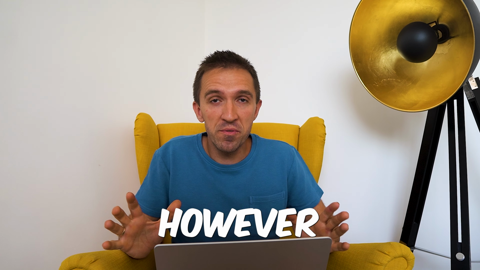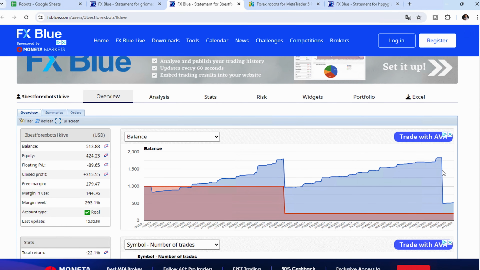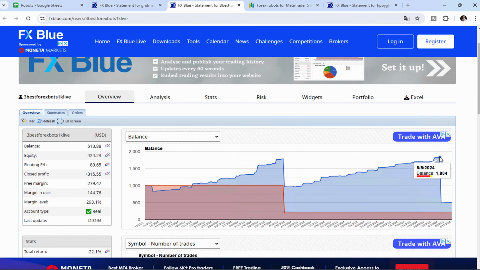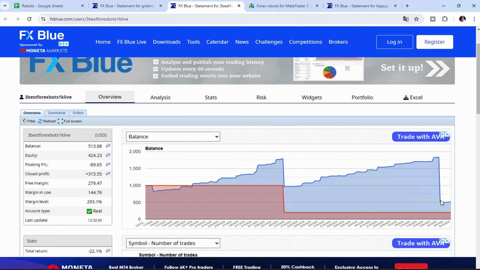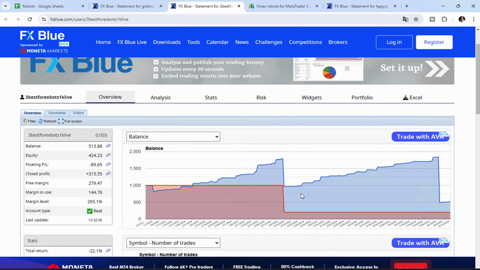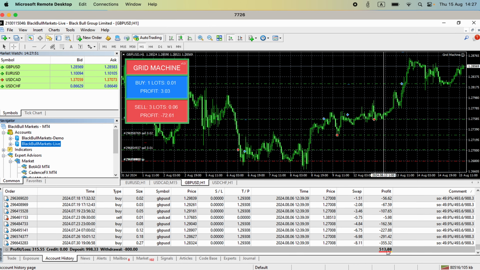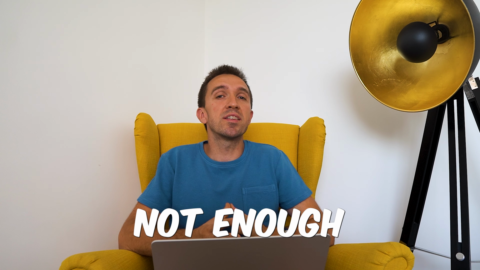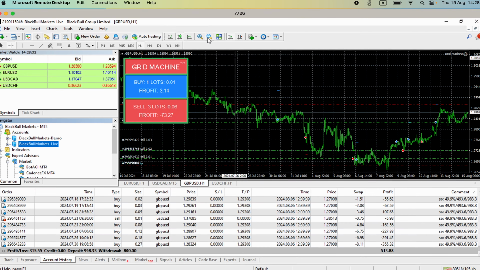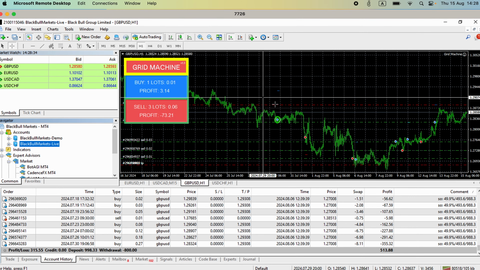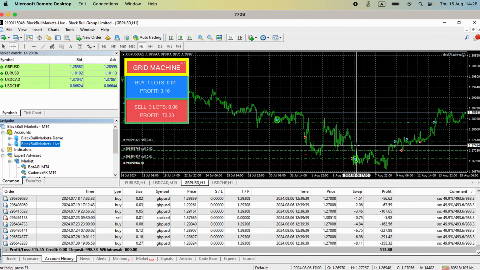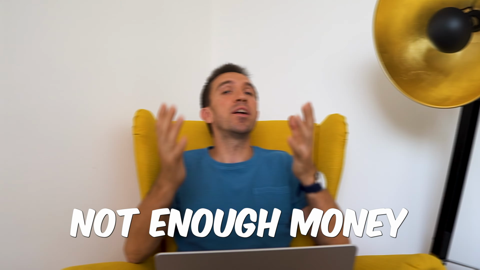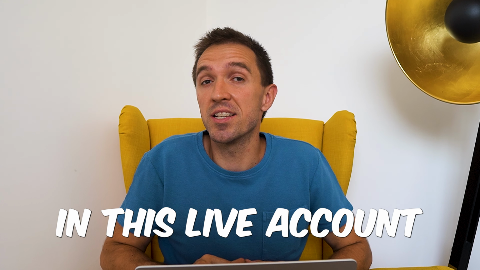the withdrawal. However, what happened after that, I left the trades open and you can see that there was a drastic loss of over $1,300 in my live account, or that is above 70% in the account. And this just happened because there was not enough margin. Simply, the grid machine was opening long trades and another long trade, and at one moment it wanted to open another long trade, but there was not enough money in this live account.